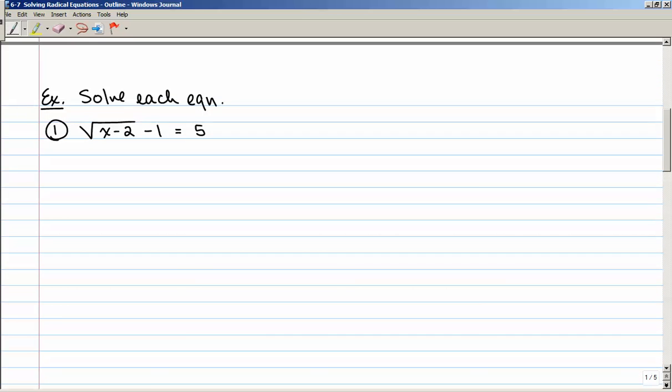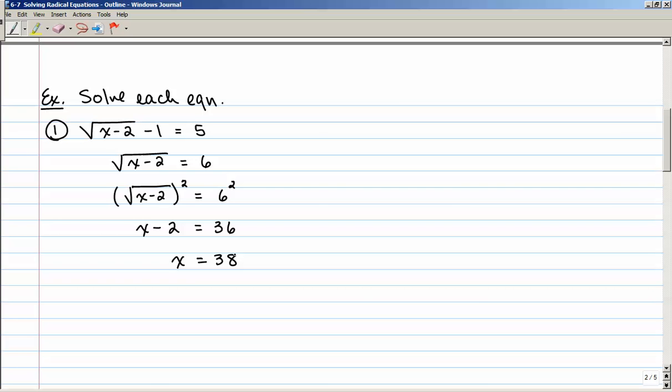So solve each equation. So we have the square root of x minus 2, minus 1 equals 5. First step is to isolate the radical, so I'm going to add 1 to both sides. So the square root of x minus 2 is equal to 6. Squaring both sides, I'll actually take the time to write out the step here. Square both sides. On this side, the square and the square root cancel out, so I get x minus 2 is equal to 36, and then adding 2 to both sides, x equals 38.